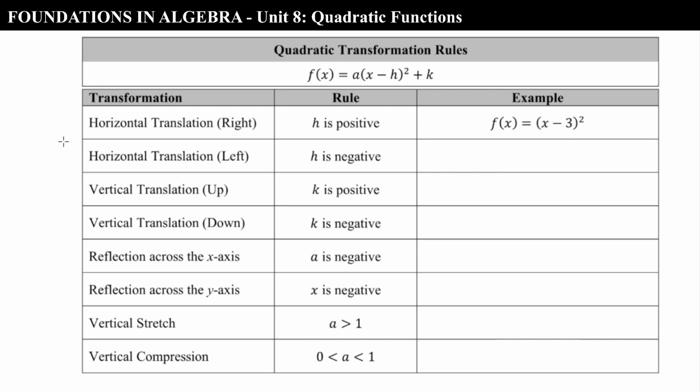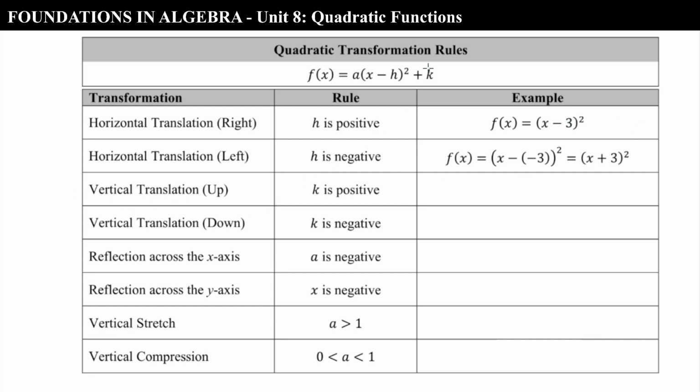Let's look at what a translation to the left is. That's when h is negative. So if we make h negative, say negative 3, now that negative 3 follows a minus sign. And we know that a minus and a negative gives us a positive. So it's going to look positive in the form. If it looks positive, you're going to the left. If it looks negative, you're going to the right.